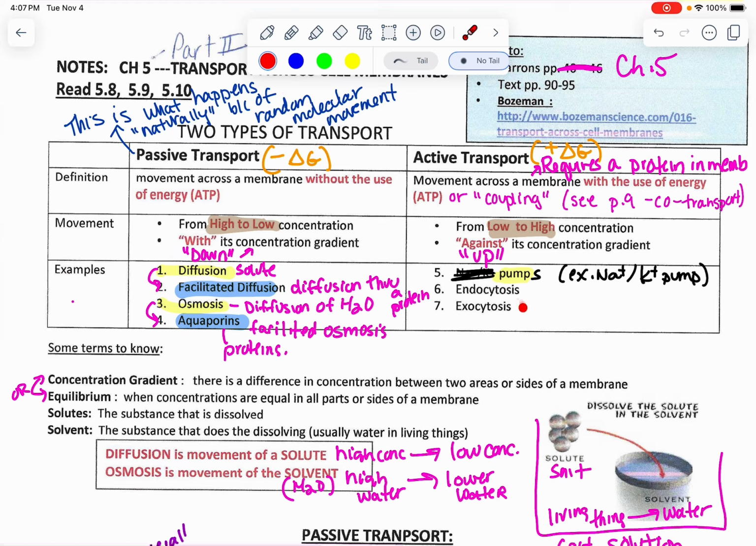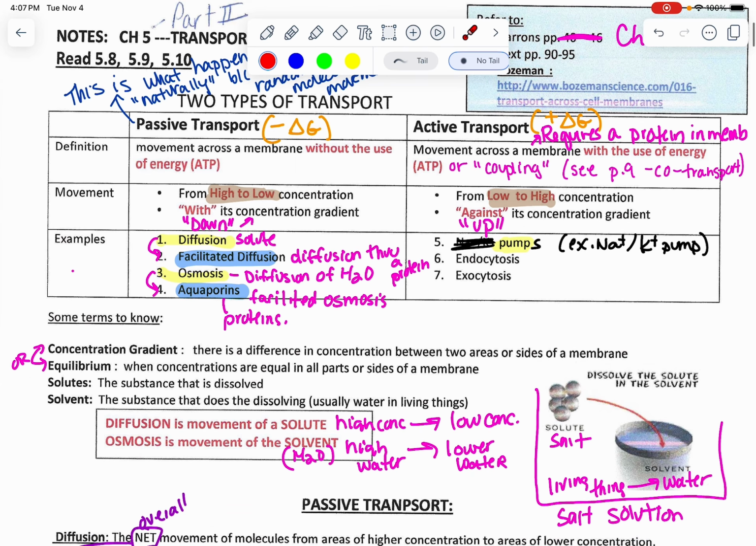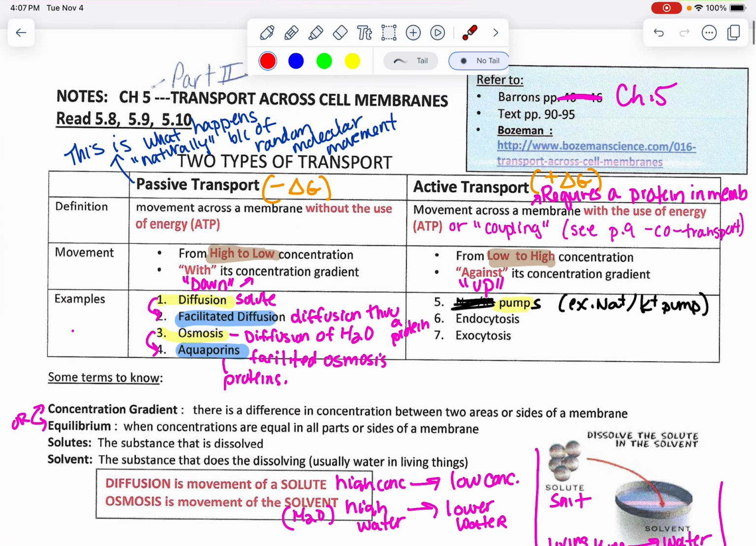And then we'll talk about endo and exocytosis when the membranes pinch in and out. That requires energy, so we've put it under here. In the notes that we're starting today, I'm going to primarily just address passive transport first, and we're just going to go over some basic stuff. So I'm going to talk about all of this, okay?